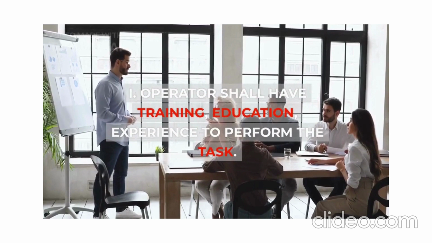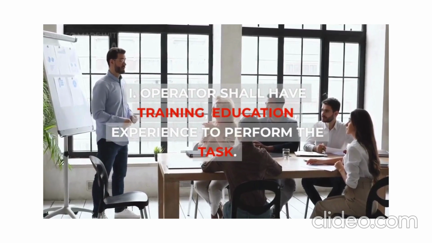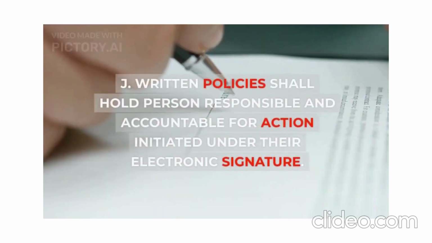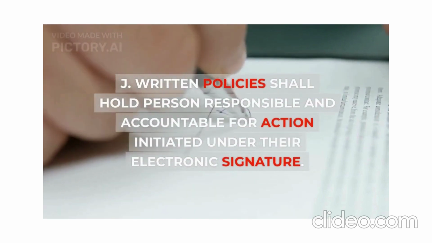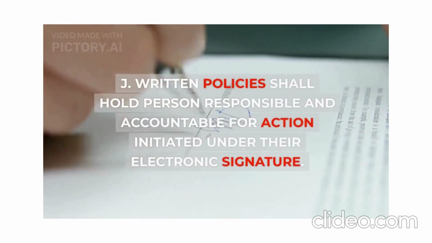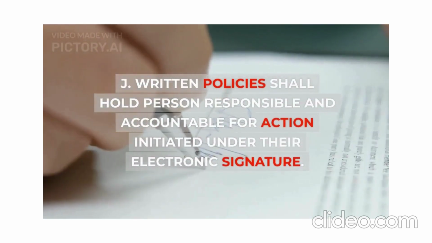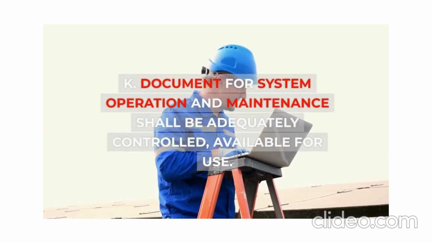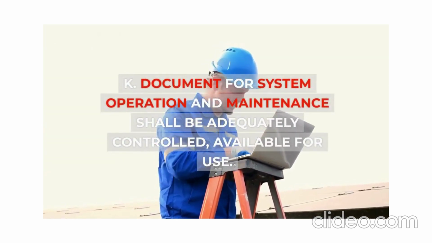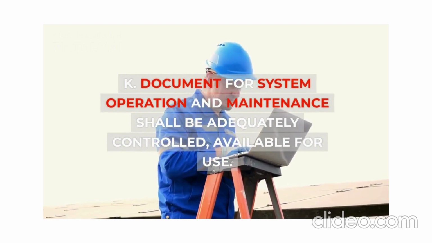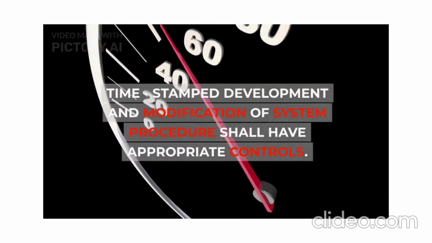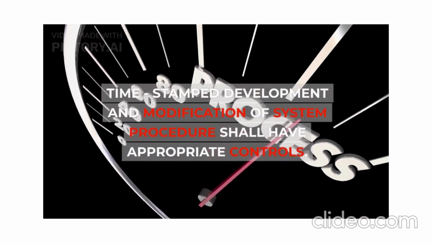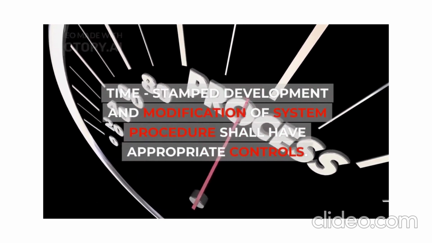Operator shall have training, education, experience to perform the task. J. Written policies shall hold person responsible and accountable for action initiated under their electronic signature. K. Document for system operation and maintenance shall be adequately controlled, available for use. Time-stamped development and modification of system procedure shall have appropriate controls.